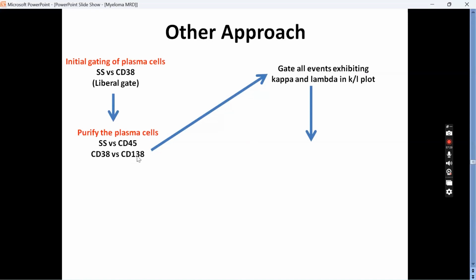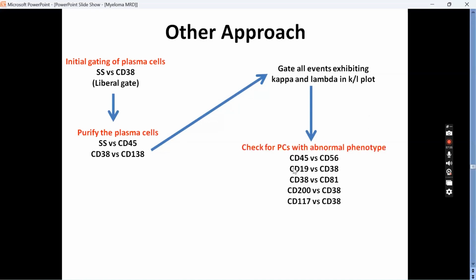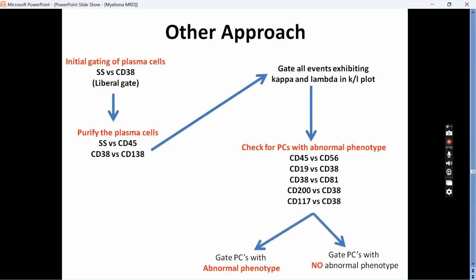After purifying the plasma cells, you take only the population expressing kappa and lambda in the kappa lambda plot. Then you check for the abnormal phenotype, and you get the abnormal plasma cells. You may wonder what is such a great difference between these two approaches. From a diagnostic point of view, and when you're doing a conventional MRD, the earlier approach may be much easier. But when you're doing a high event acquisition, you may have a lot of non-specific events.